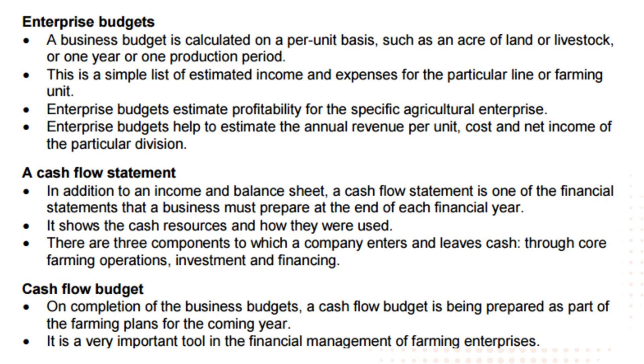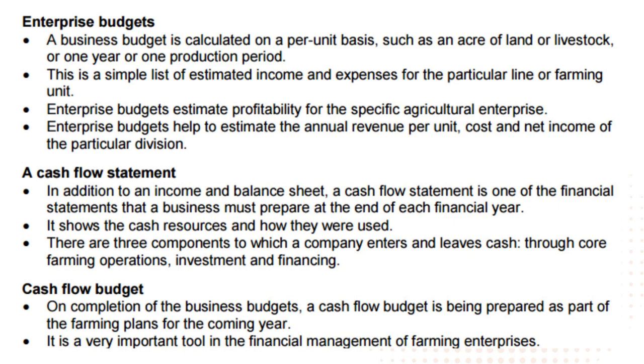Enterprise budgets. An enterprise budget is calculated on a per unit basis, such as an acre of land or livestock, or one year or one production period. This is a simple list of estimated income and expenses for the particular line or farming unit. Enterprise budgets estimate profitability for the specific agricultural enterprise. Enterprise budgets help to estimate the annual revenue per unit, cost and net income of the particular division.